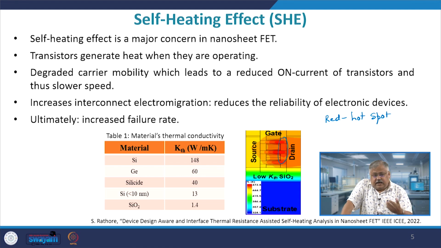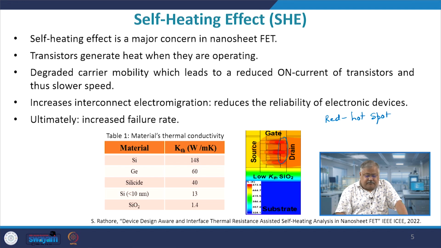Now, what will this heat do? It will degrade the carrier mobility. Degrading the carrier mobility means basically they will try to make the current small. Similarly, with this heating effect, there is an increased problem of electromigration, and the interconnects themselves get heated up, the contact between the interconnect and the device might be broken, and the reliability of the device comes under question, and therefore, you will have large failure rates in the presence of the self heating effect.